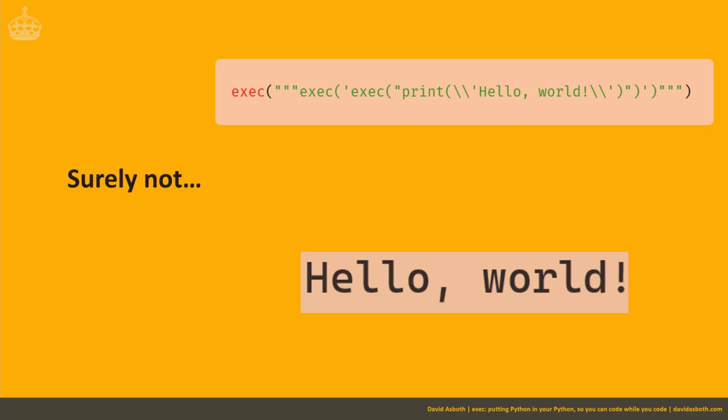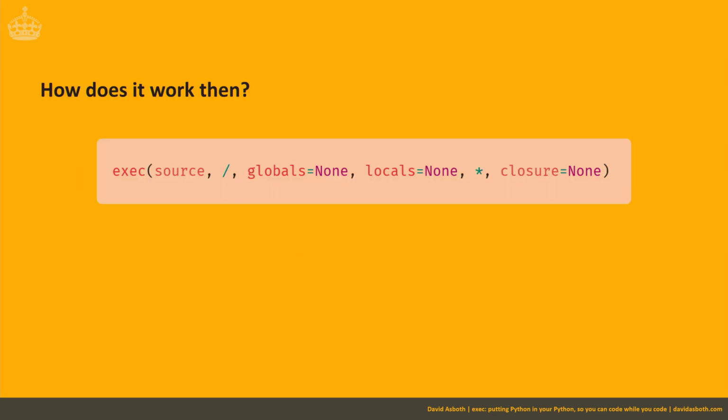Okay, so that's pretty cool. But how does it work? So what can we do? So far we've just seen that we can pass in a string that happens to contain valid Python, and exec will run it for us, give us the output. It's as if that code had been Python code in the first place and not a string. So let's have a look.